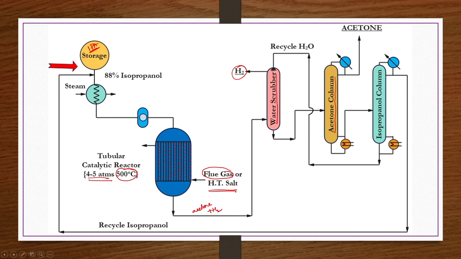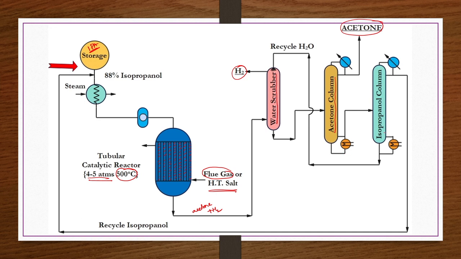The temperature, pressure conditions are maintained in such a way that most of the acetone gets evaporated, and then you can get it as a top product as acetone. 99% pure acetone you can get as a top product. Bottoms would be mostly water with unreacted isopropanol, if at all present.